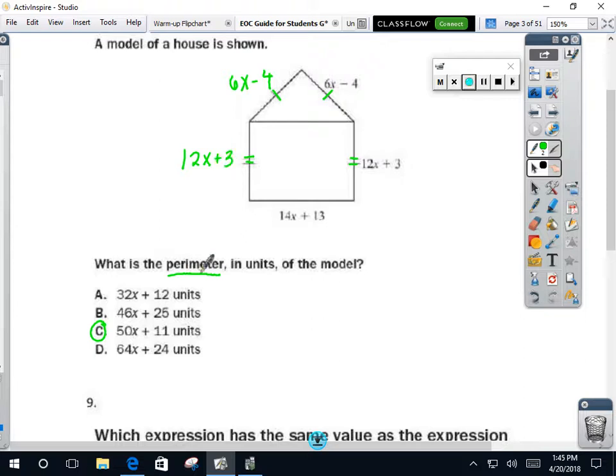So now perimeter means add it all up, so you just combine the like terms. 6x plus 6x plus 12x plus 14x plus 12x is 50x. Negative 4 plus negative 4 plus 3 plus 13 plus 3 is 11.